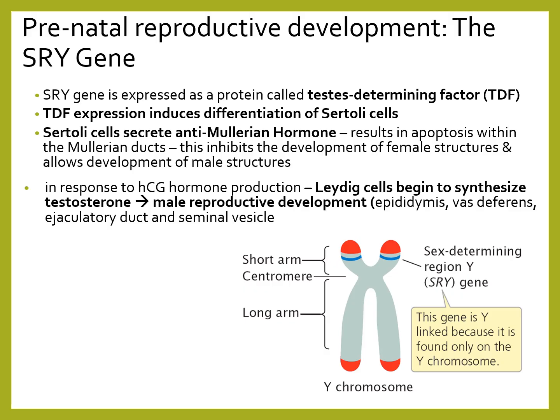So really, the default sex, or the default reproductive structures, is female. In response to another hormone being produced by the embryo called human chorionic gonadotropin hormone, HCG, you now have the appearance of Leydig cells from the cells of the Wolffian ducts. Once they begin to appear, they start synthesizing testosterone, and this influences the development of male reproductive structures from the remaining parts of the Wolffian ducts. Specifically things like the epididymis and the vas deferens, the ejaculatory duct, the seminal vesicles.